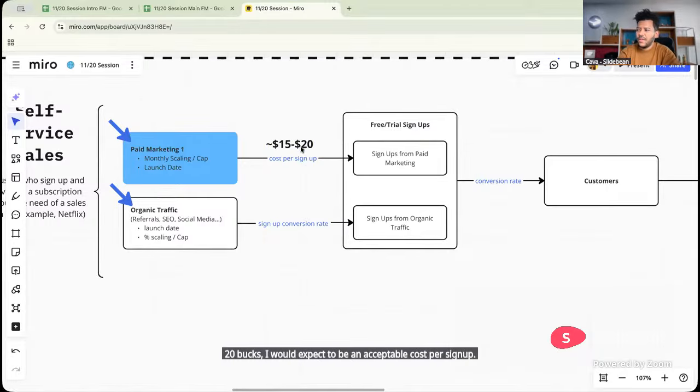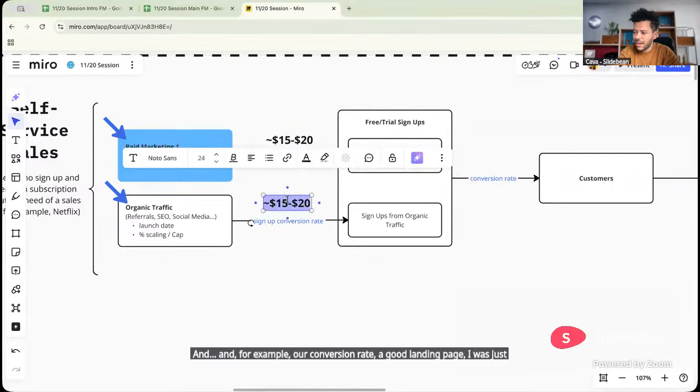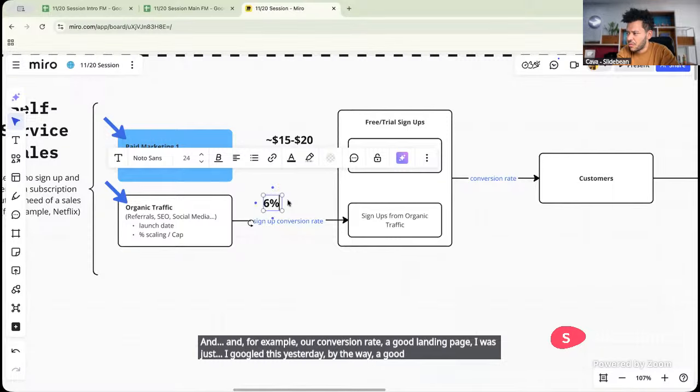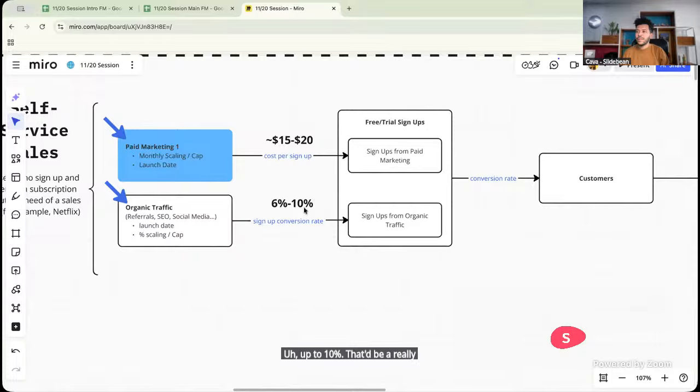And for example, for our conversion rate, I Googled this yesterday, by the way: an average landing page conversion rate is 6%. Up to 10% would be a really good landing page.